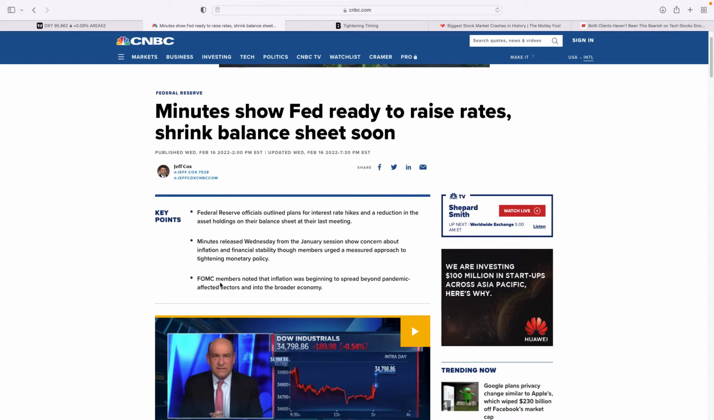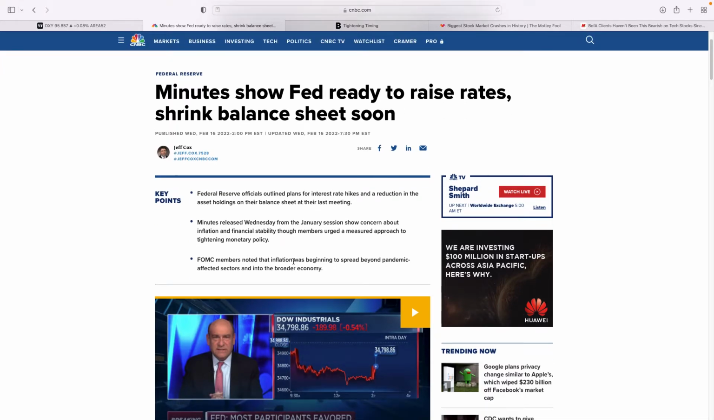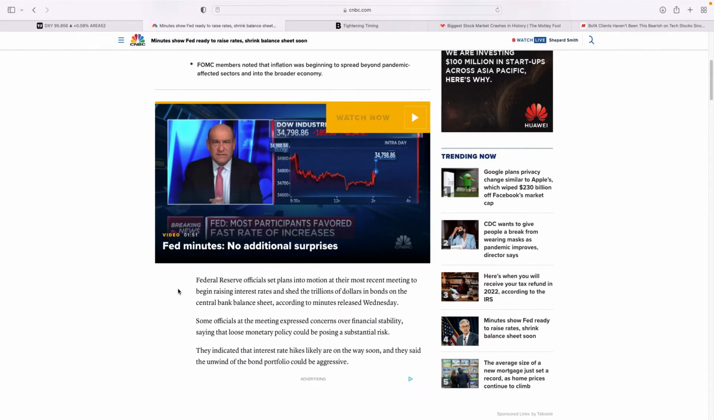It also says here that FOMC members noted that inflation was beginning to spread beyond pandemic affected sectors and into the broader economy as well. Now, if you remember what inflation was like back in 2020 when the coronavirus hit and people started losing their jobs, that just shows now, because Powell back then printed all that money and did a lot of asset purchases to raise the economy to where it is today. However, inflation is now a lot worse than what it was back in 2020. So, we're stuck between whether the Fed is going to hike the rates aggressively, or whether they're going to do it on a steady increase as well.